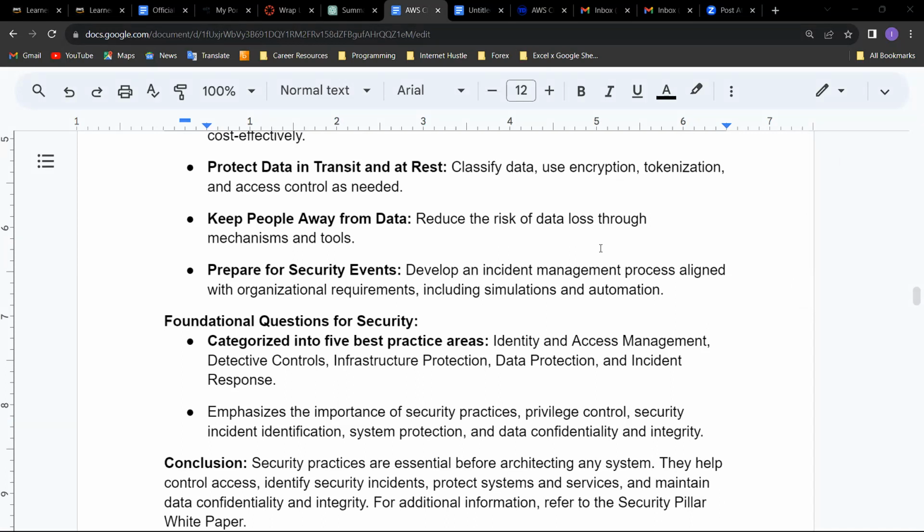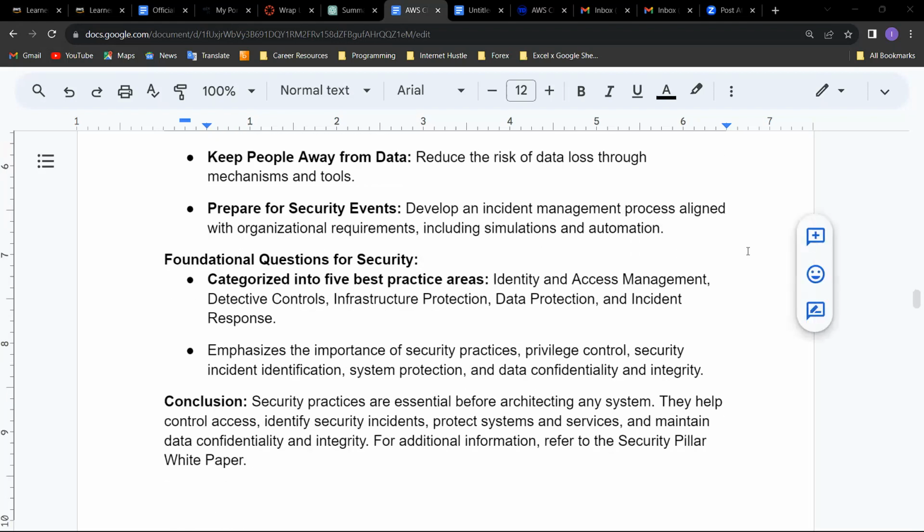And also preparing for a security event. I made mention of having an attacker mindset, right? Every time you are assuming that something might go wrong, so you are always prepared for that.